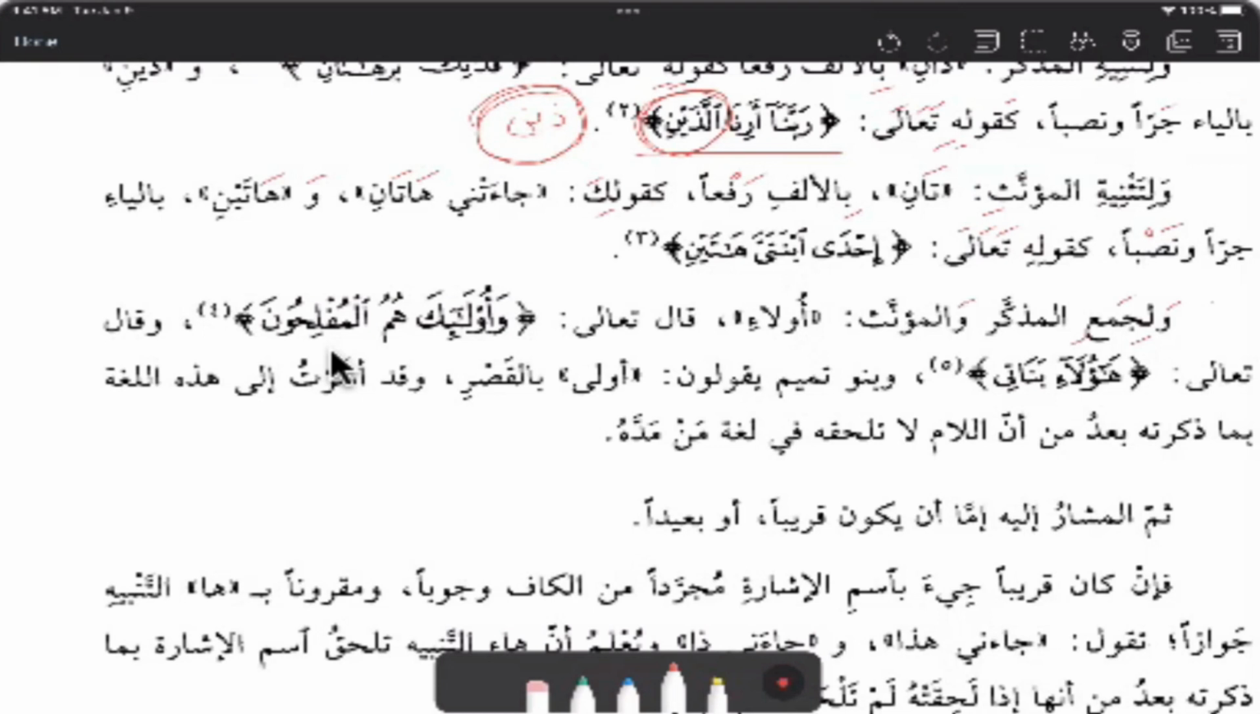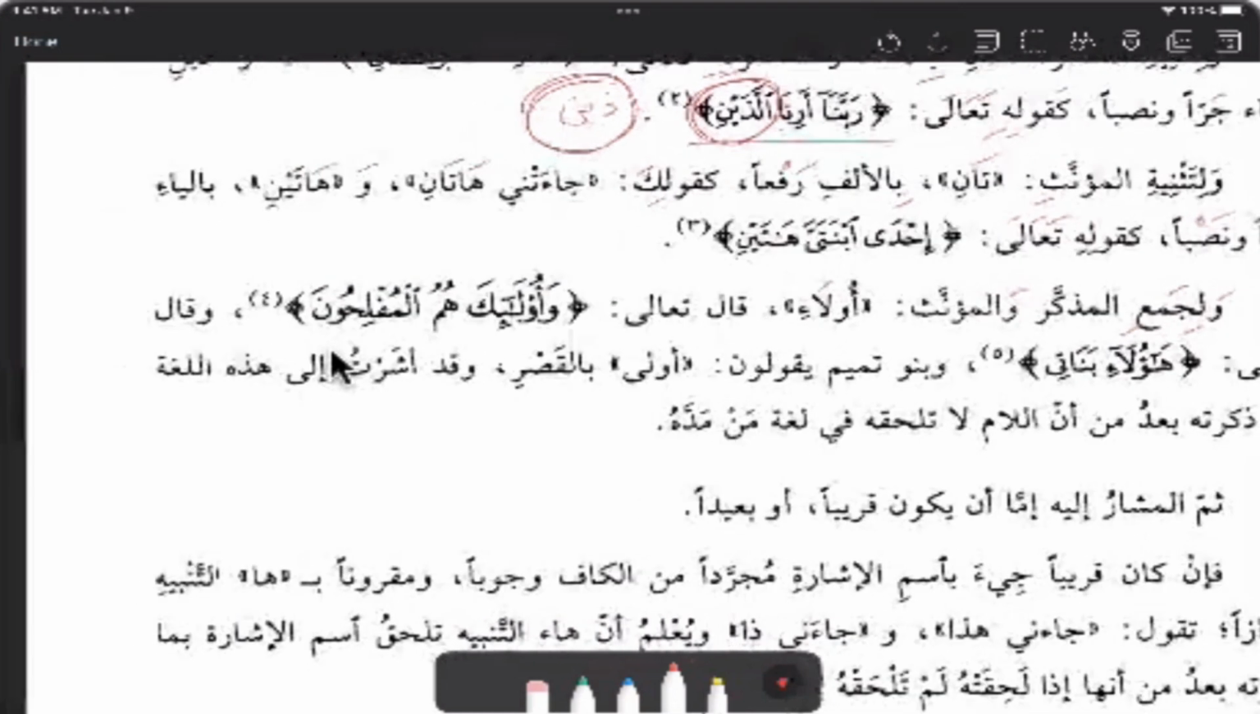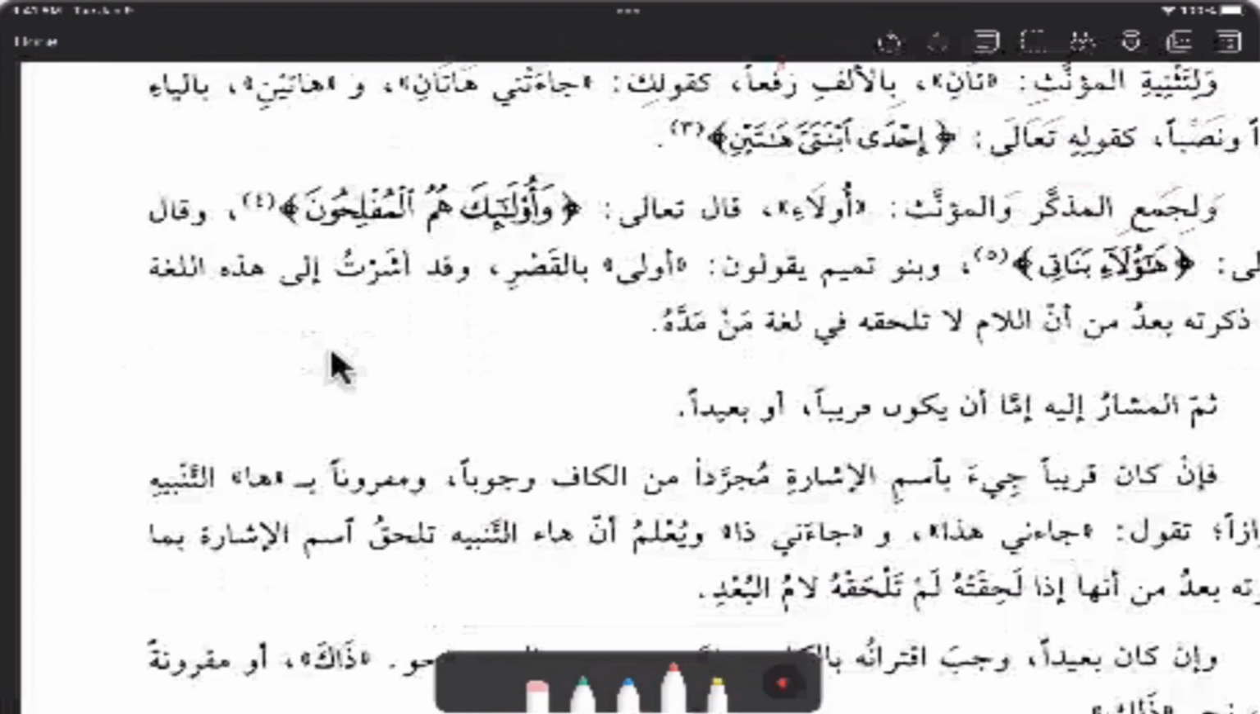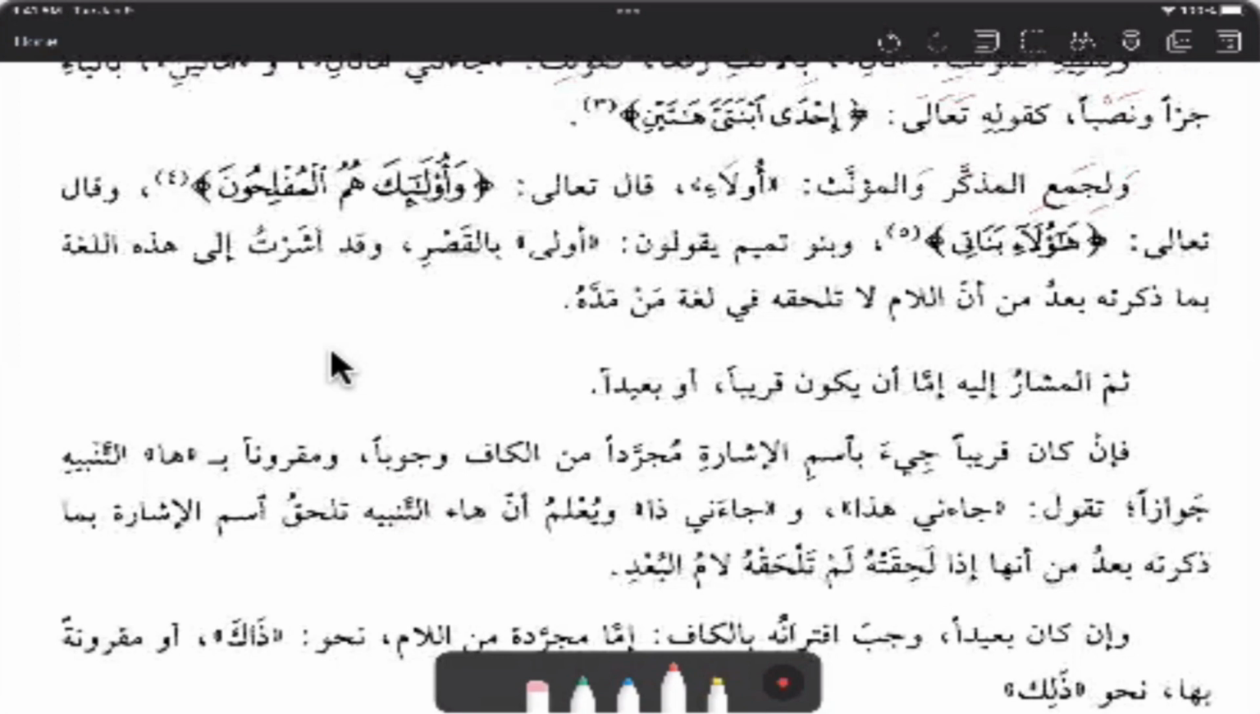وَلِجَمْعِ الْمُذَكَّرِ وَالْمُؤَنَّثِ أُولَاء. And for plural, masculine and feminine, there's ula. قال تعالى, Allah Ta'ala says, وَأُولَٰئِكَ هُمُ الْمُفْلِحُونَ. And those, they are the successful. وَقَالَ تَعَالَى, and Allah says, هَؤُلَاءِ بَنَاتِي, citing what Prophet Lut said. He said, those are my daughters.